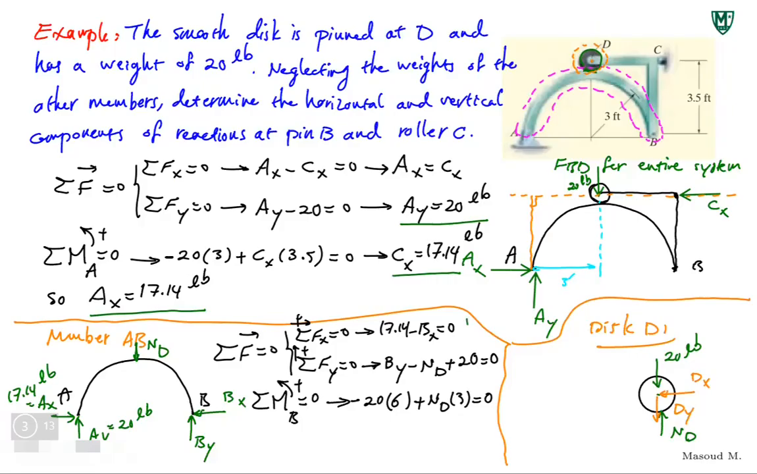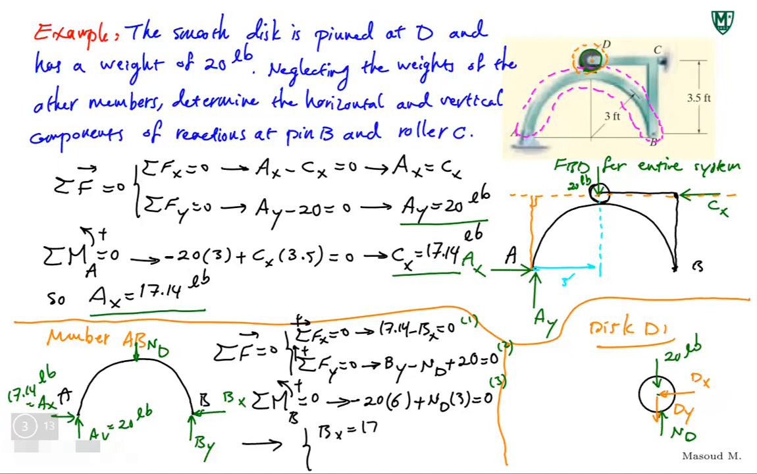Now we have 3 equations, right? 1, 2, and 3. 3 equations, 3 unknowns. Unknowns are bx, by, and nd. Well, from the first one, we can find bx. From the third one, we can find nd. And once you know bx and nd, from the second one, we can find by. So let me just put them all together here.